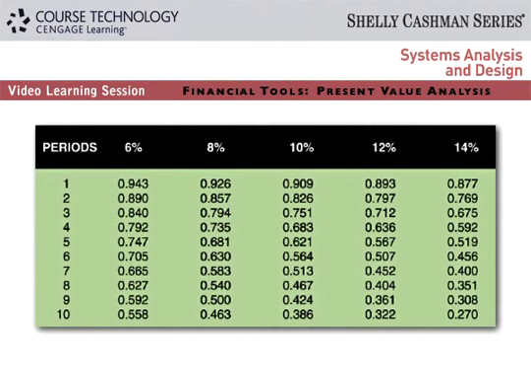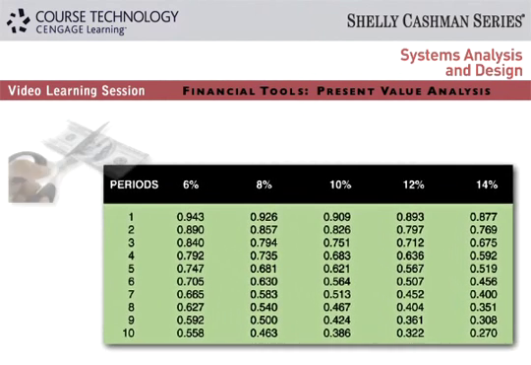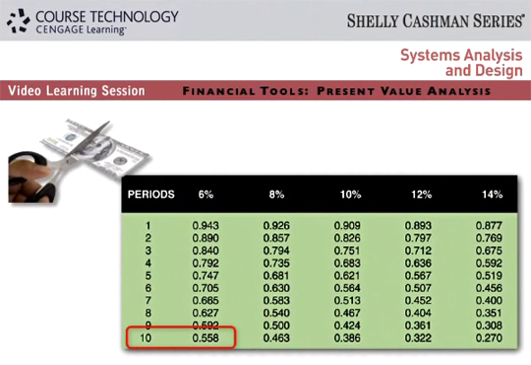This table shows factors for various rates and time periods. For example, we know that next year's dollar is worth only 94 cents today. What's interesting is that if you have to wait 5 years for that same dollar, it's only worth about 75 cents today. And if you have to wait 10 years, the value is almost cut in half. You can find tables like this in the textbook and on the web.